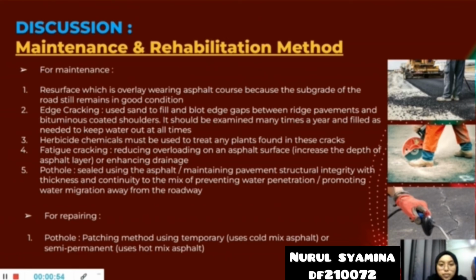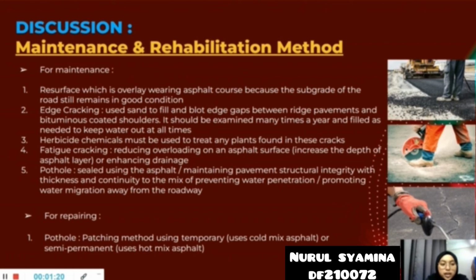The road has to be examined many times a year and filled as needed to keep the water out all the time. The next method is to use herbicide chemicals to treat any plants found in these cracks. Next, we can also reduce the overloading on the asphalt surface for the fatigue cracking, by increasing the depth of the asphalt layer or enhancing the drainage system.